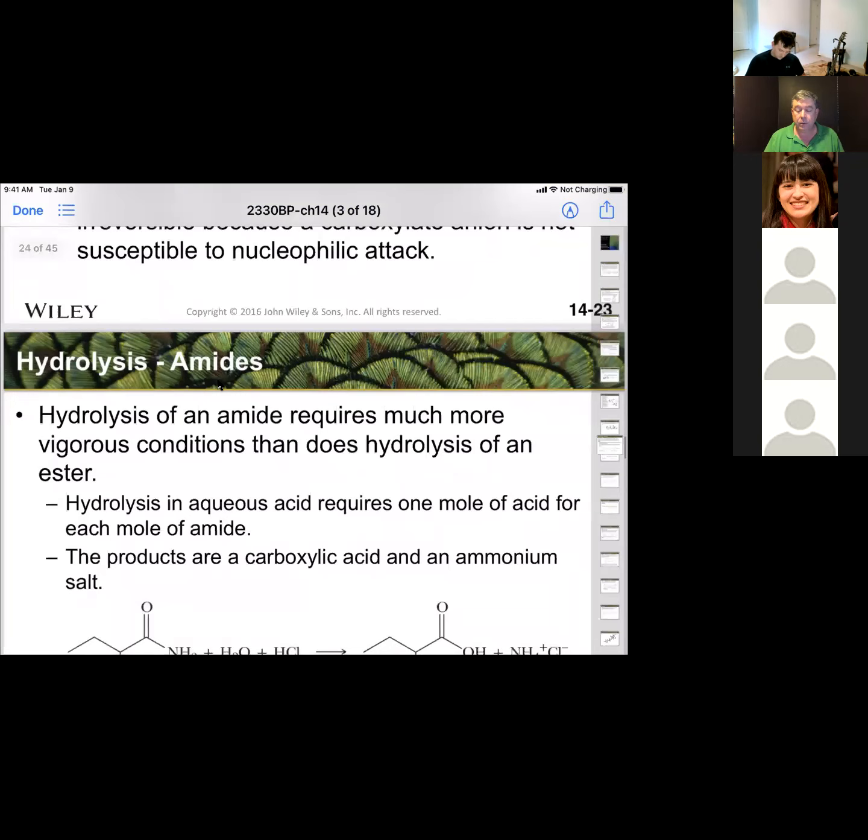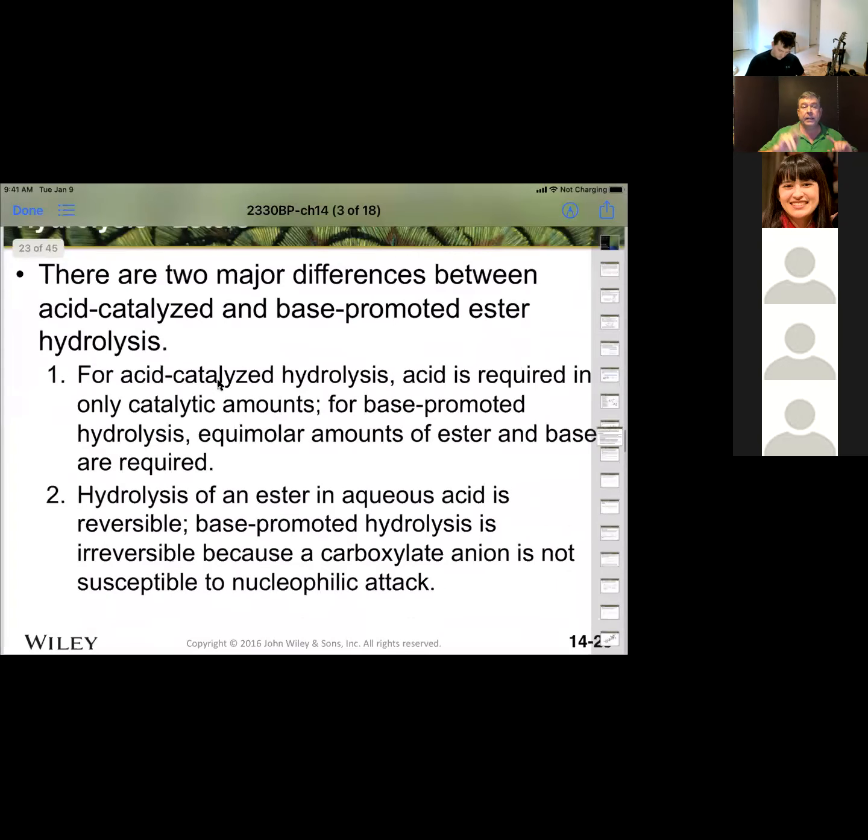All right, so questions on the two ways to hydrolyze an ester. Okay. Acid catalyzed or base promoted, or equimolar base to ester.